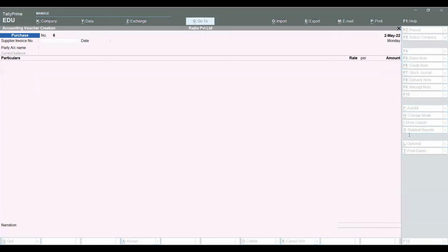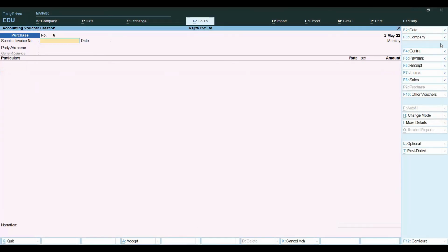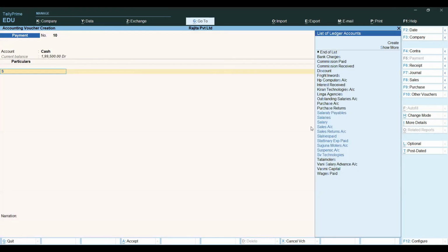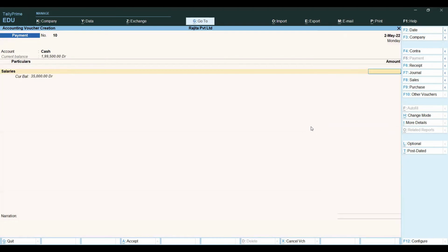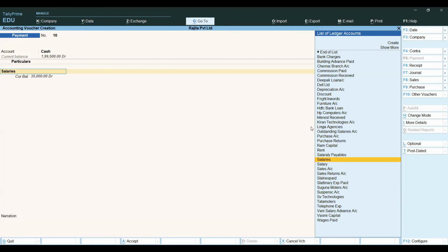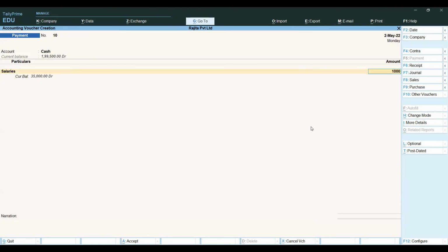Next again. Okay, paid salary by cheque, ma. We are paying salaries by cheque, payment, ma. Salaries. How much are you paying as salary? 10,000. Not cash here, cheque, no, bank name. Yes, ma'am. 10,000, ma. Enter, you can save it.